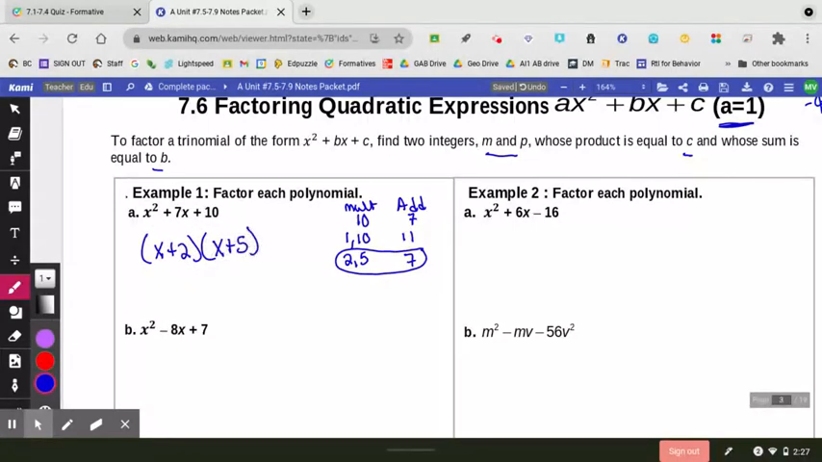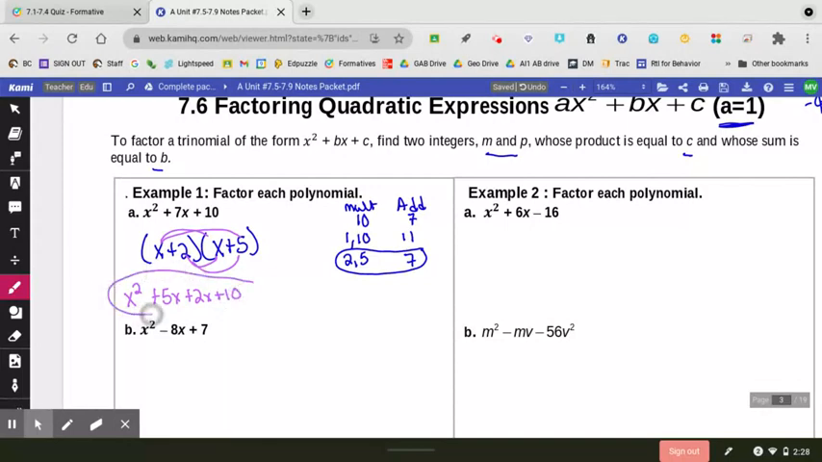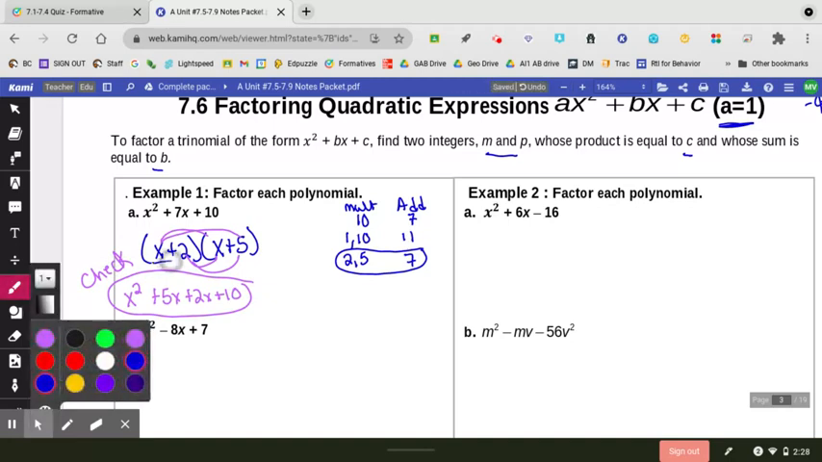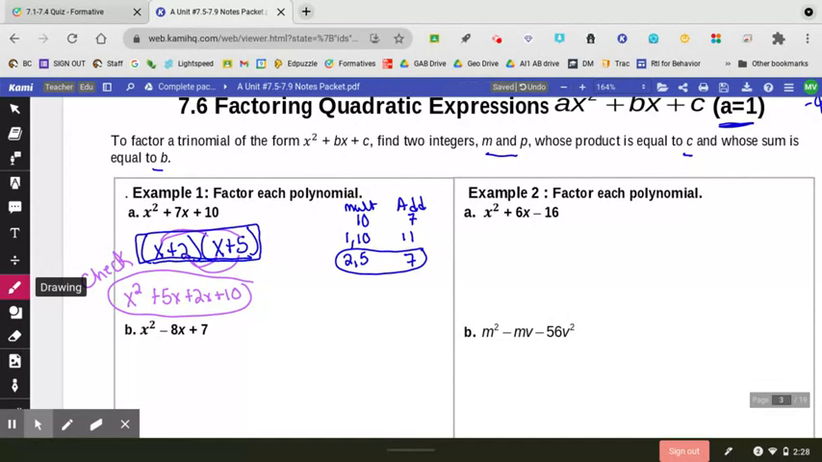Now you should always get factoring problems correct because you should be able to double distribute and check. So if we remultiply this, we get x squared plus 5x plus 2x plus 10. Now again, this purple part is the check. It's not actually our problem. Our answer is just the x plus 2 times x plus 5. I misspoke. So now we're going to do a next one.